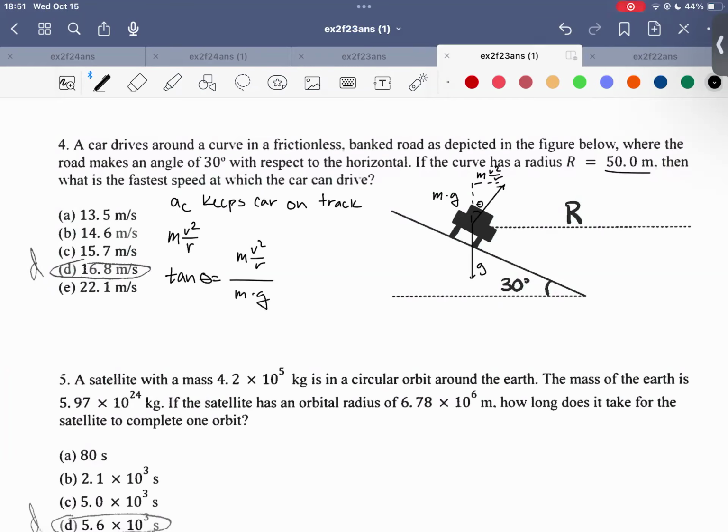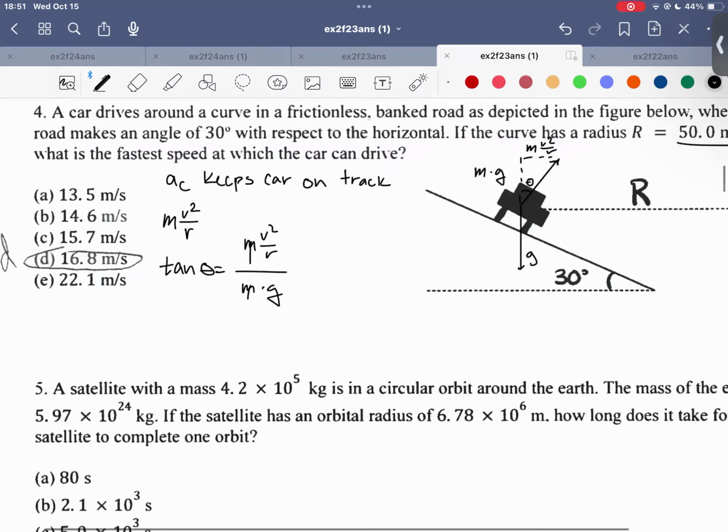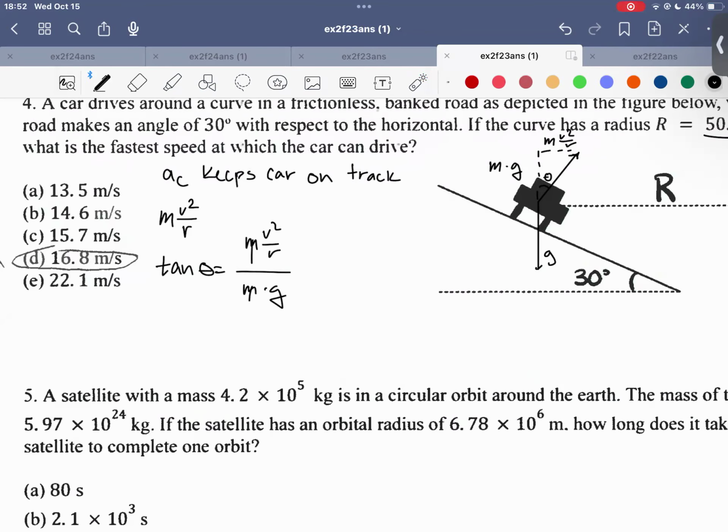mass times gravity. And the reason we have to do this is because in this formula right here, we need the mass, and we're not given the mass in the question. So we have to find a way to cancel the masses. So here, cancel the masses. And so now we say this, tan 30 degrees is equal to v squared over rg.